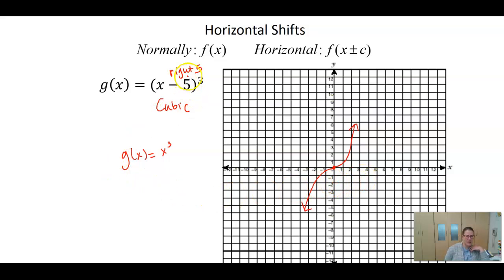And then if we moved everything there right 5, 1, 2, 3, 4, 5, the center would now be here, and everything else would just be the same. Every point would just move right 5. So it would look like this. So this is (x minus 5) to the third, and this is just x to the third. So in order to graph these, you always need to have in mind what the parent function looks like and where it is relative to the origin so that we can move things around.